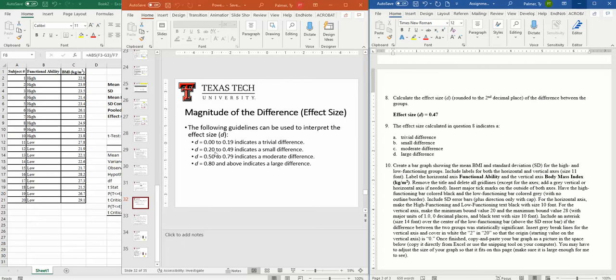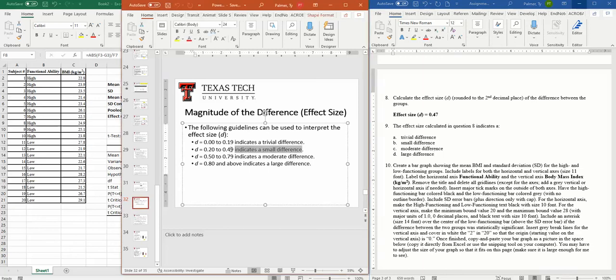If you take a look, where does it fall? Right under here, in this second one. I'll highlight it. We got an effect size of 0.47. That falls between 0.20 and 0.49. Yes, it falls within that range. So what does that indicate? That indicates a small difference. So this effect size of 0.47 indicates a small difference between the groups in this example. That's going to be my answer for question 9: small difference.